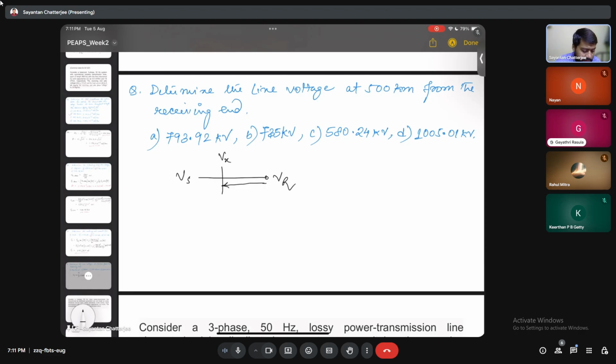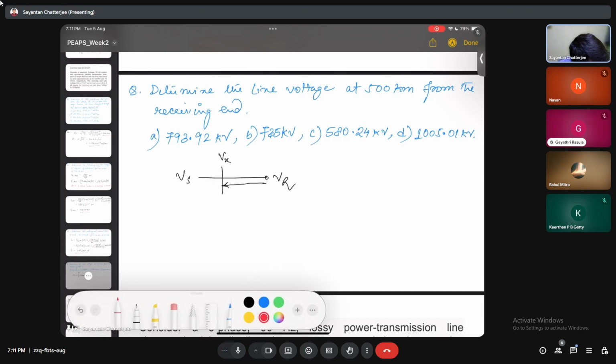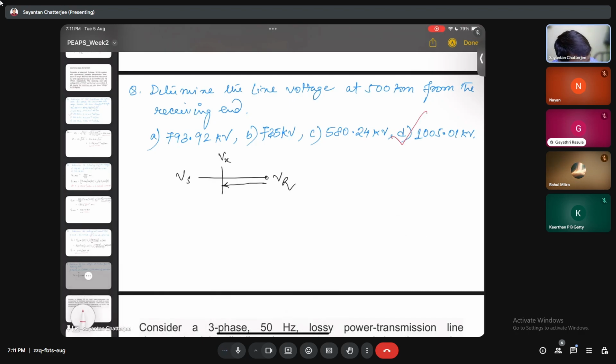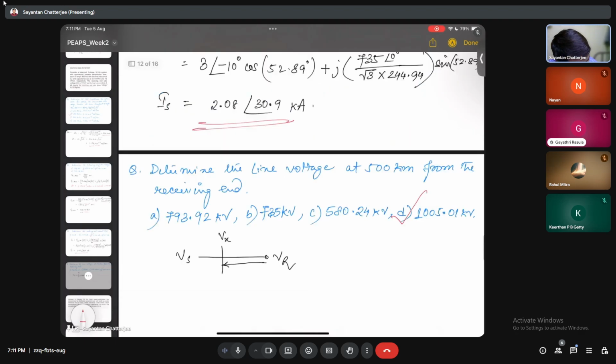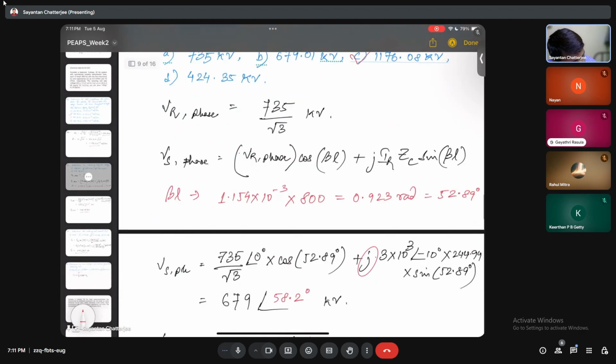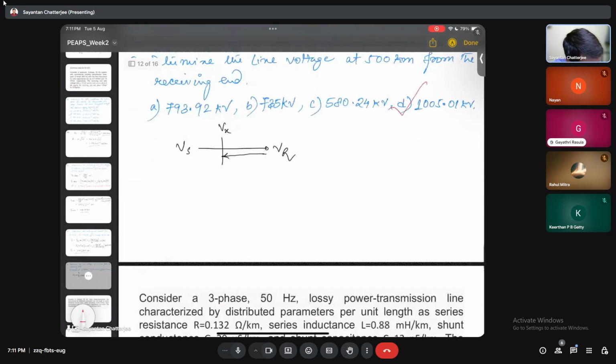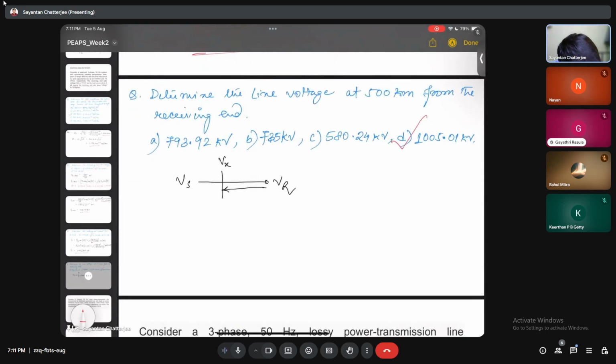Is anyone solving this, or shall we start solving it together? So D is the answer. Yes, D is the correct answer. Thank you. It's kind of the same problem. We'll have to calculate beta L first, but instead of L it will be X now. So beta X. Let's consider this point X as 500 from the receiving end, so we just need to calculate beta X.